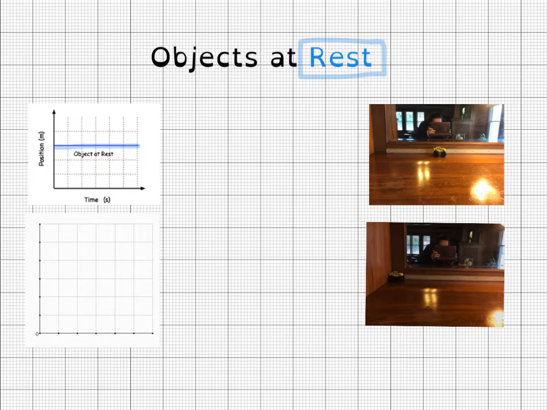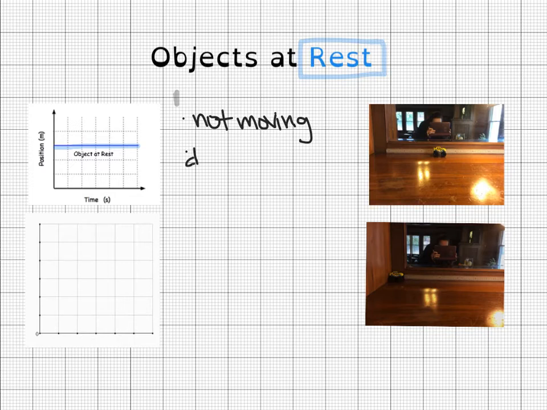Okay, so in my middle section, oops, that's still a highlighter. Okay. In this middle section, we're going to write what this means. So an object at rest means it's not moving. So I'm going to write not moving. An object at rest is not moving. That means that its distance or its position is not going to change.